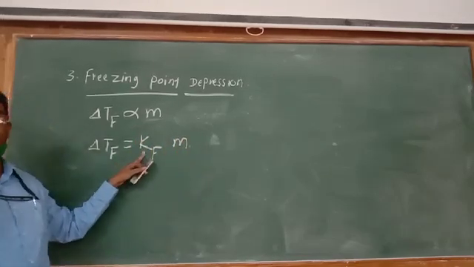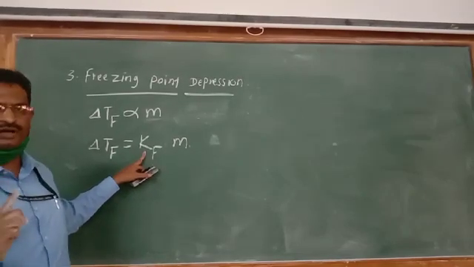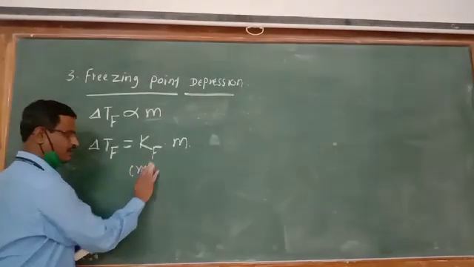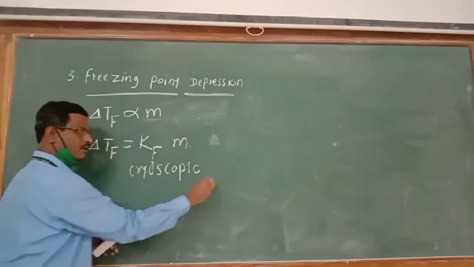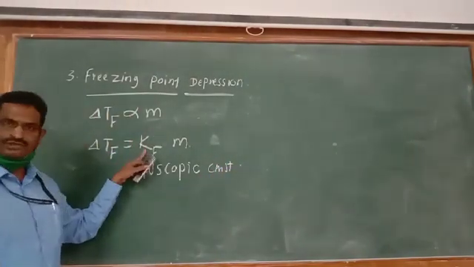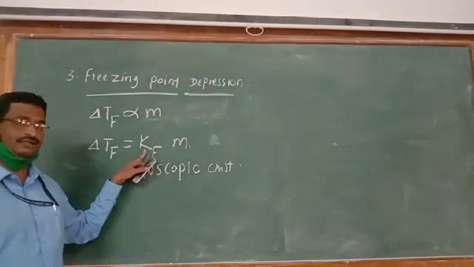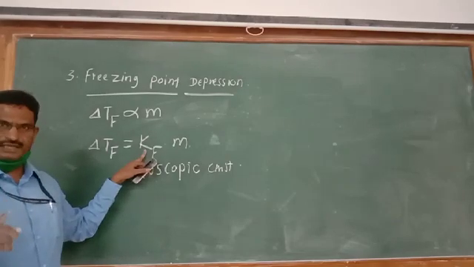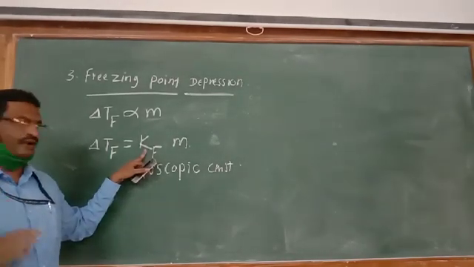This Kf has different meanings. It is known as cryoscopic constant. The name of the method is cryoscopy. Therefore, it is known as a cryoscopic constant. This is also known as proportionality constant. It is also known as molar depression constant or molar depression of freezing point constant.